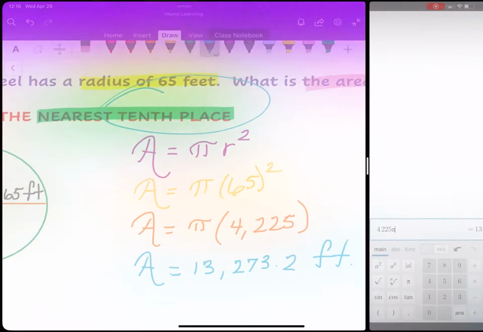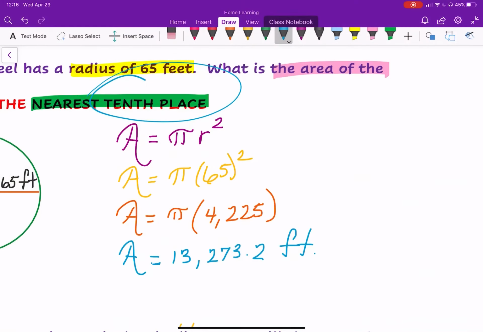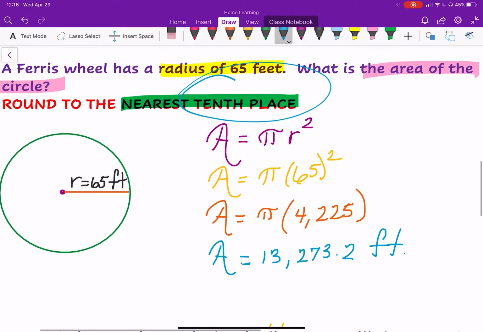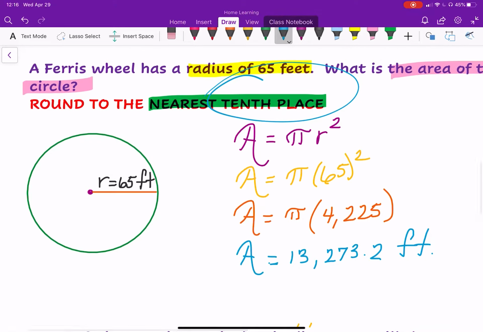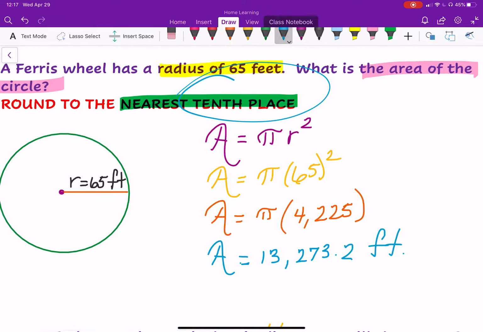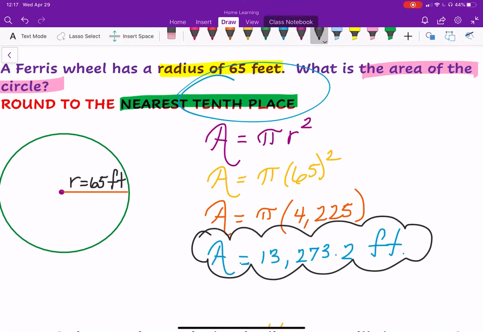All right, I'm going to come back to the main screen over here. All right, there we go. All right, so let me make this a little prettier. Not really, but all right.